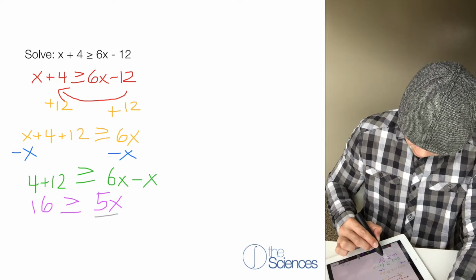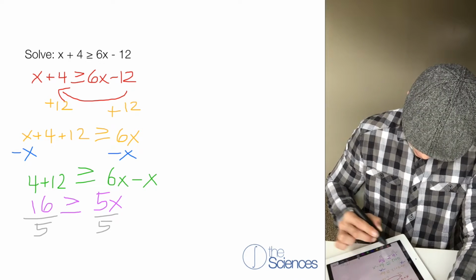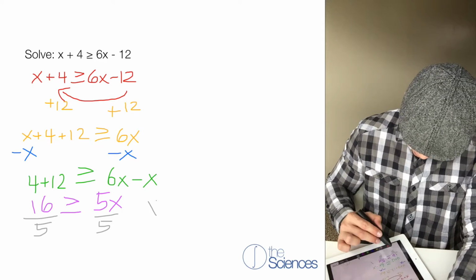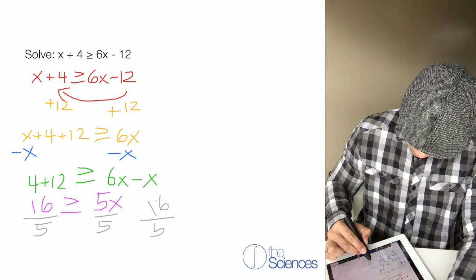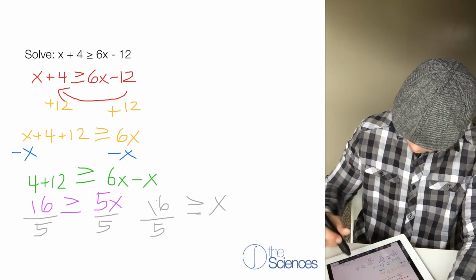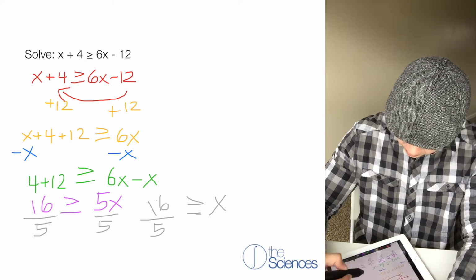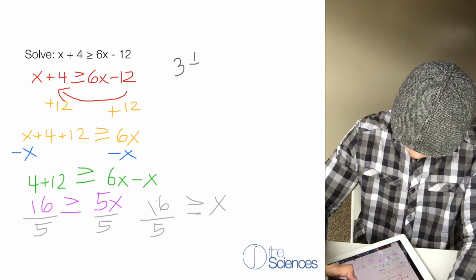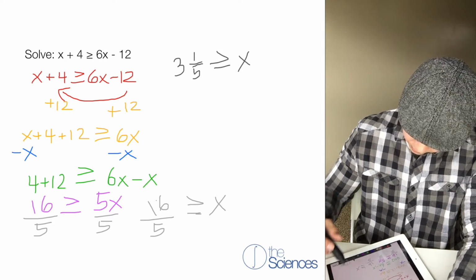Now we can isolate x by dividing both sides by 5, so that we get 16 divided by 5 is greater than or equal to x. Now, 16 divided by 5 is the same as 3 and 1/5, which is greater than or equal to x.